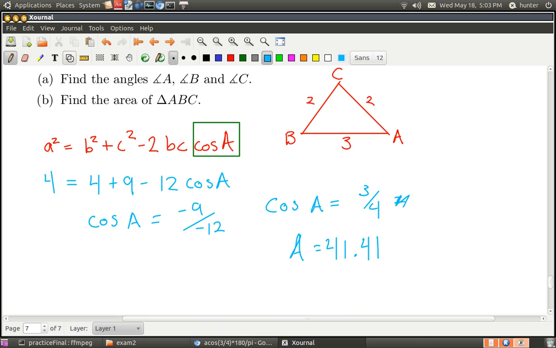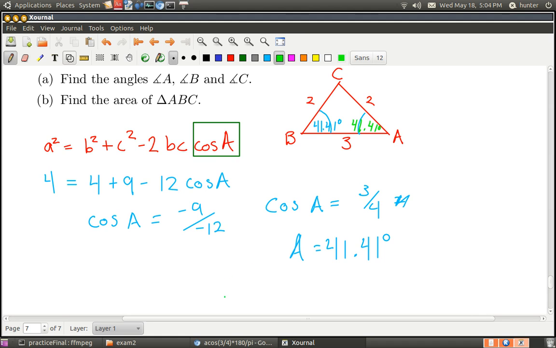And believe it or not, we're done with the whole problem, because these two sides being the same means that this is an isosceles triangle, which means that angle A and angle B are identical. So this one is 41.41 degrees, this one is 41.41 degrees, and of course that leaves no choice about what C has to be.